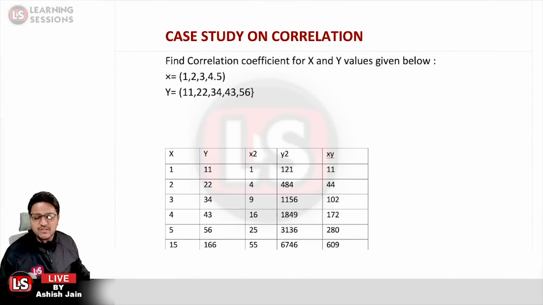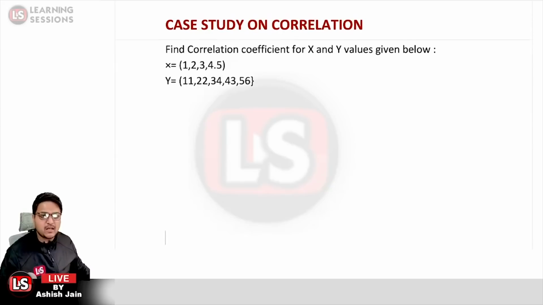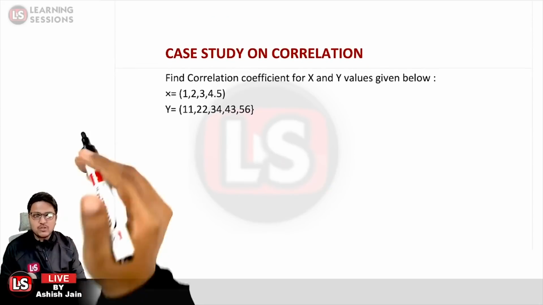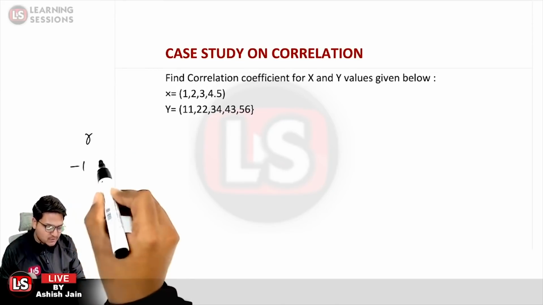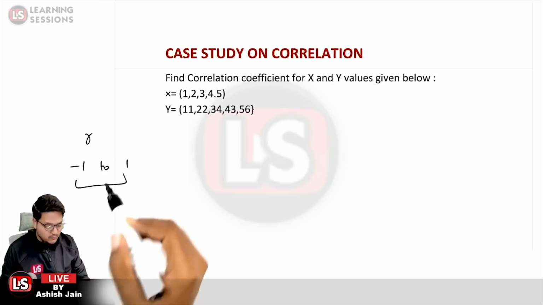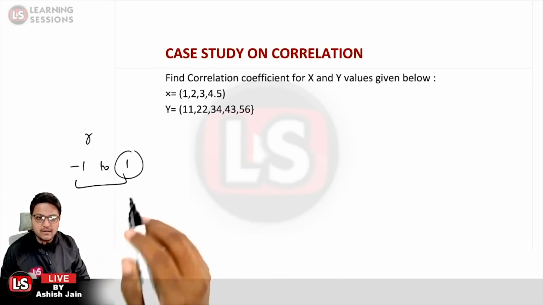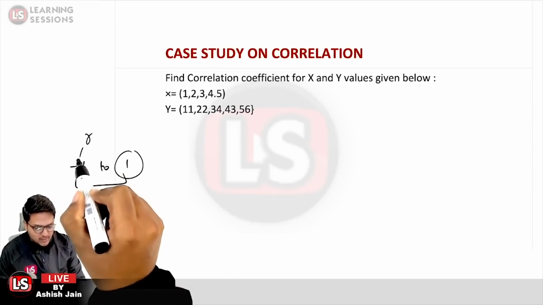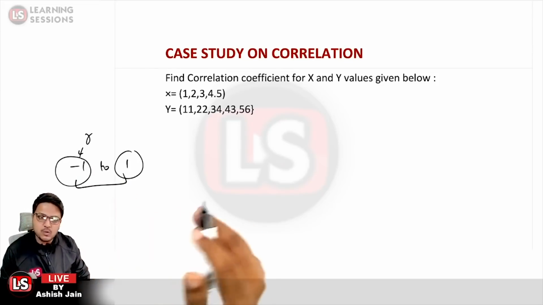So correlation coefficient basically relates to a relationship between two different variables. We need to find out the relationship between those two values. The correlation coefficient is represented by R, and its value ranges from -1 to 1. If the value of R is equal to 1, it means there is a perfect linear or direct relationship between these two. And if R is equal to -1, it means there is a perfect inverse relationship between the two variables.